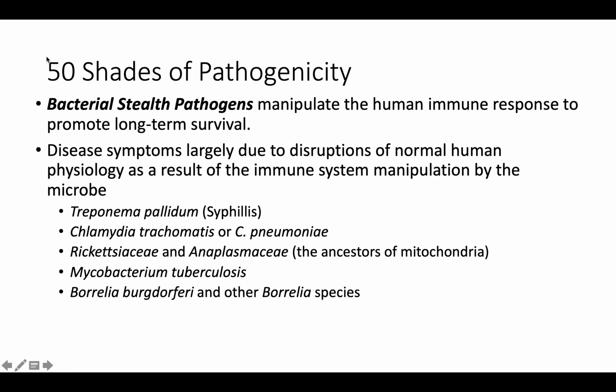So anyhow, here are some examples of stealth pathogens. We've got syphilis, we've got chlamydia. Look at the third bullet down there: Rickettsia and Anaplasmataceae. Those are very, very small bacteria that live within the host cell, avoiding the immune response. You've got Mycobacterium tuberculosis, and finally the bacterium that causes Lyme disease. These are some examples of stealth pathogens.